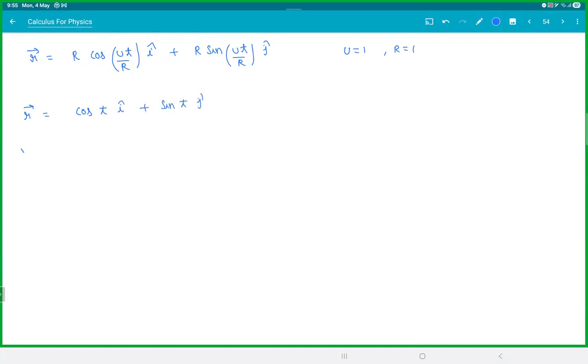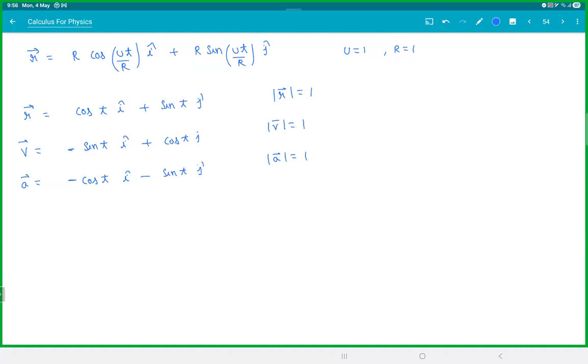When you differentiated this, V bar, you ended up with minus sin t i cap plus cos t j cap. When you differentiated this again, you ended up with minus cos t i cap minus sin t j cap. If you notice something here, the magnitude of R bar was 1, the magnitude of V bar was 1, the magnitude of A bar was 1. You keep differentiating this, you always end up with 1, because sine square t plus cos square t is 1, right?